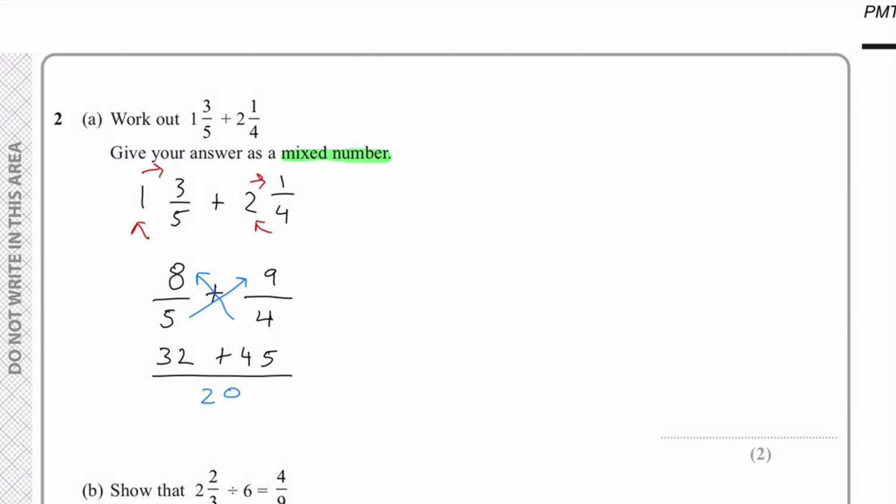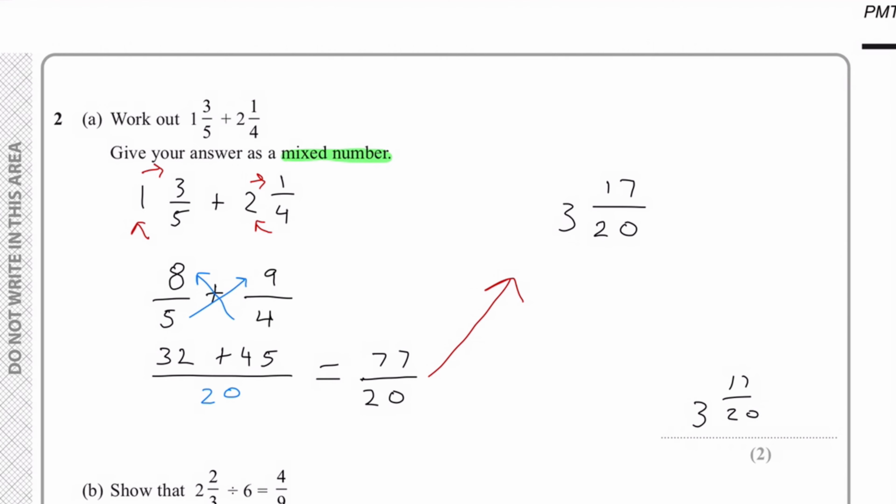From here, let's simplify this fraction further. So 32 add 45 is 77, and our denominator is still 20. Some of you guys may give this as your final answer, but this is incorrect. We have to write this as a mixed number. To do that, we first need to see how many 20s can fit into 77. 3 lots of 20 gives us 60, and the remainder is 17, which is less than 20. So we can write that as our numerator, and our denominator is still 20. So 3 and 17 over 20 is our final answer, guys.